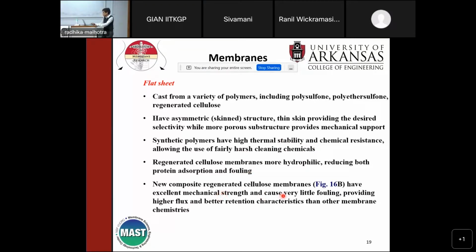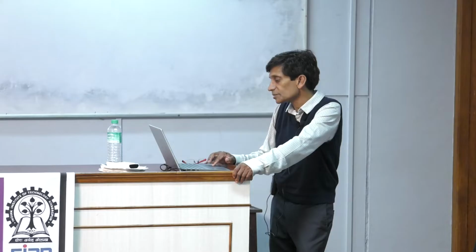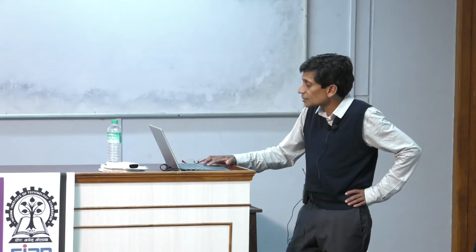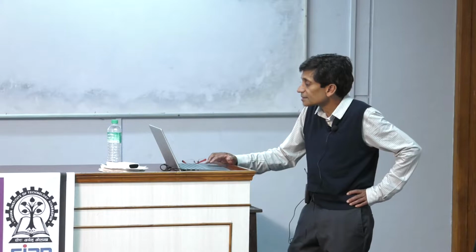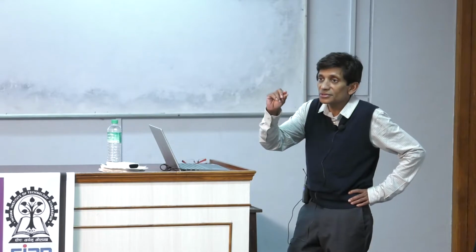New composite regenerated cellulose membranes have excellent mechanical strength and cause very little fouling, providing higher flux and better retention characteristics than other membrane chemistries. Here are some examples of these membranes. The top one, A, is a regenerated cellulose membrane, and B is a composite regenerated cellulose membrane, which has a defect-free layer with a strong bond between the cellulose ultrafiltration layer and the polypropylene microporous support. So the first one is just regenerated cellulose, and the second one is a composite membrane. There are two layers, and it is important that the two layers are bonded strongly together. Otherwise, if they separate, then your ultrafiltration membrane is gone.